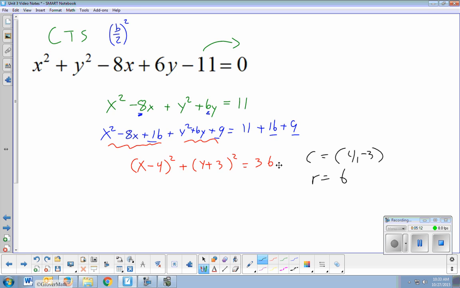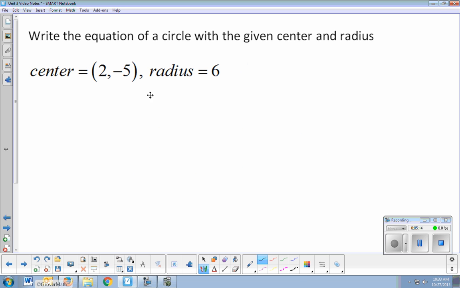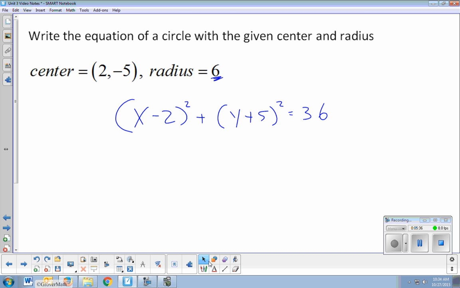Okay, how about going the other way? Given the center and radius, what's the equation? Well, you just kind of got to do the question backwards. So because it's positive 2, it's going to be x minus 2 squared. Plus, there's always a plus between the parentheses. Why? Because I have a negative 5 plus 5 squared. Because my radius is 6, it equals 36.